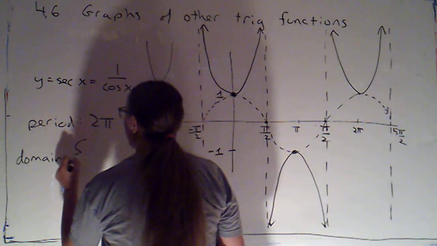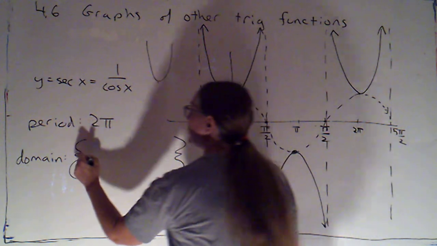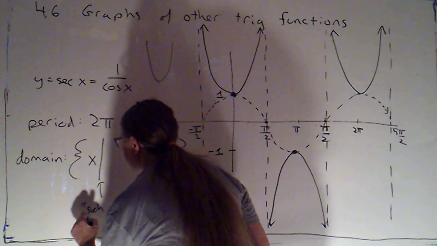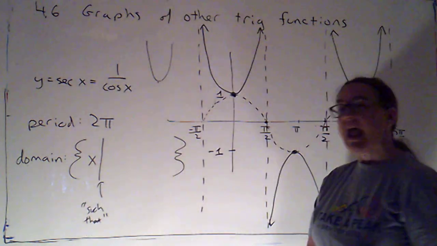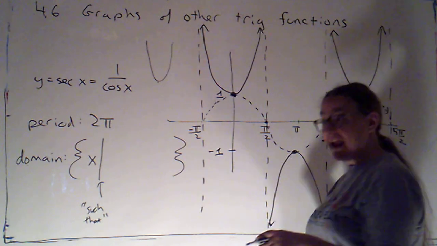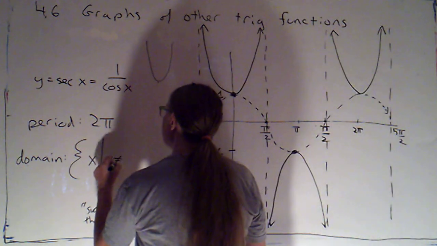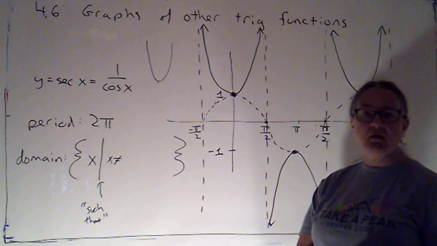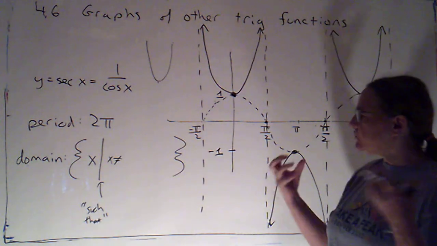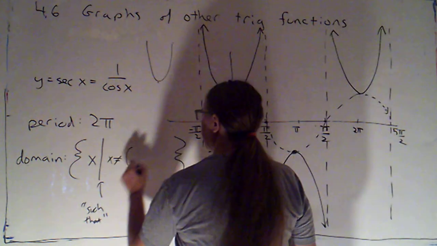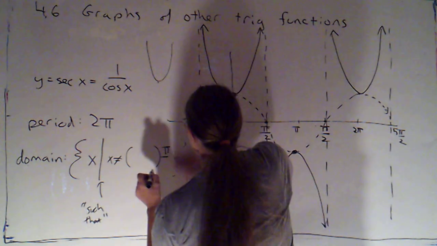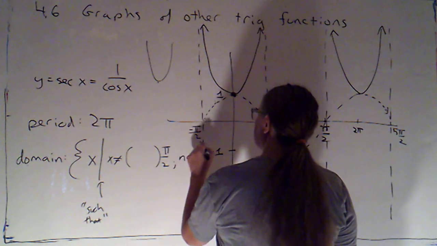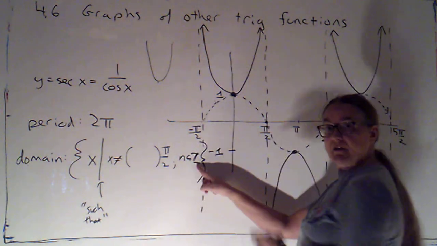So I'm going to say my domain is the set of all values x such that, we read that vertical bar as such that, and it's going to be everything except the locations of the asymptotes. So it's going to be that x is not, now I said the asymptotes occurred at odd multiples of pi over 2. So here's one way that I can do that. I'm going to say it's going to be an odd multiple of pi over 2. Now I'm going to use an integer n to describe things. So I'm going to say that the integer that I'm using is z.